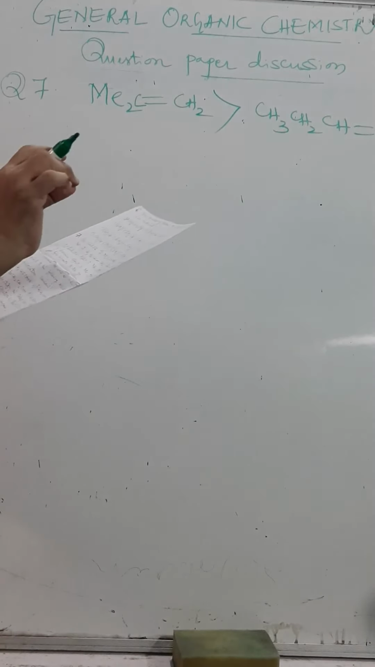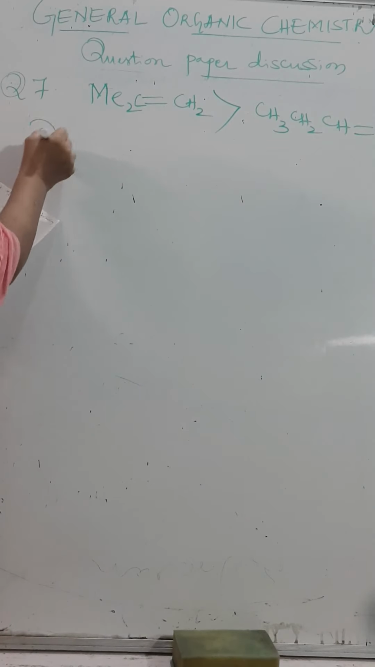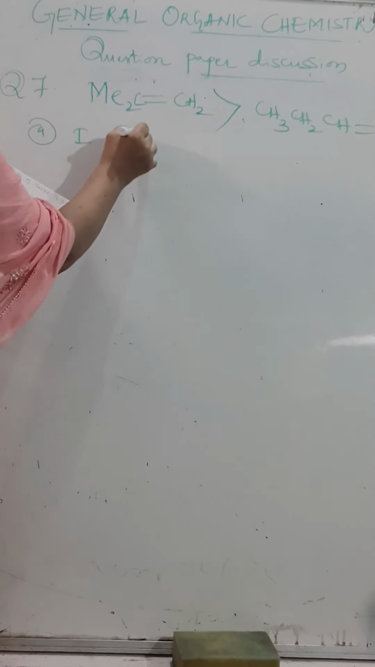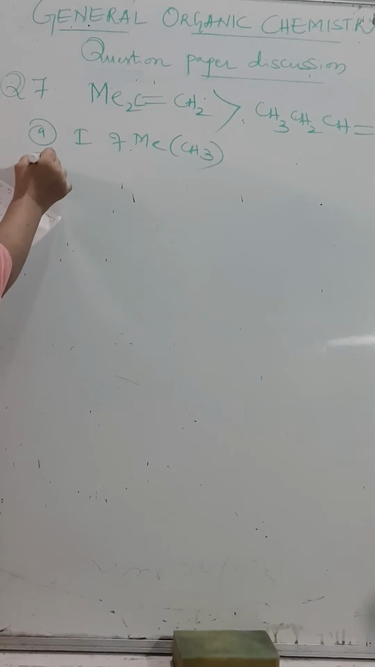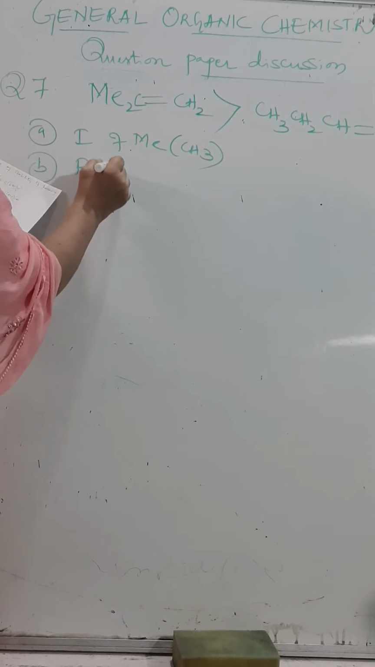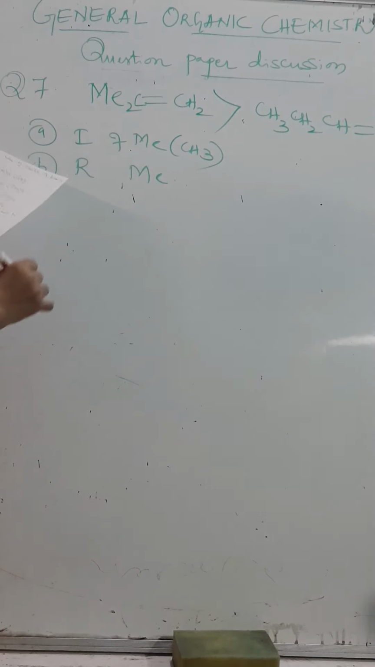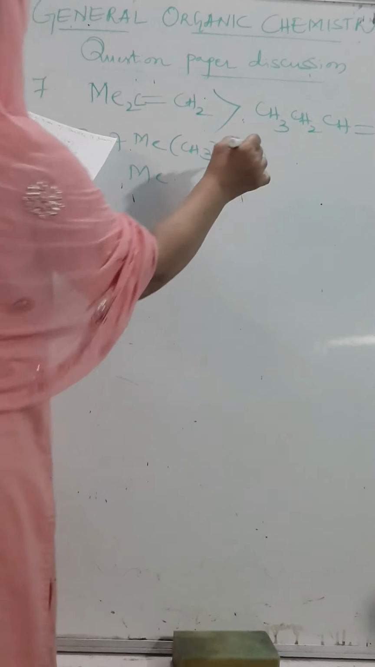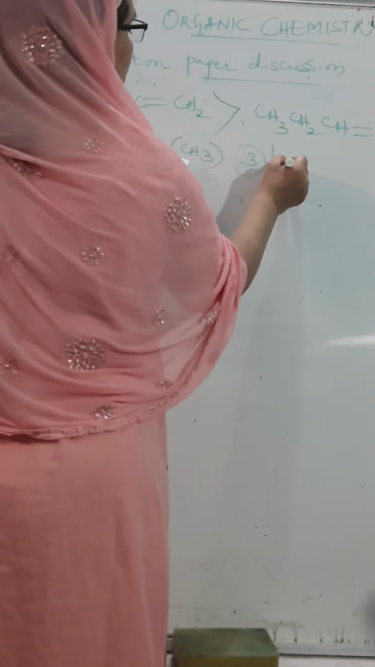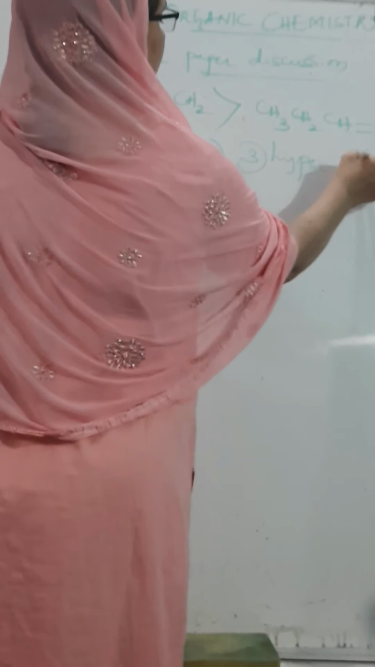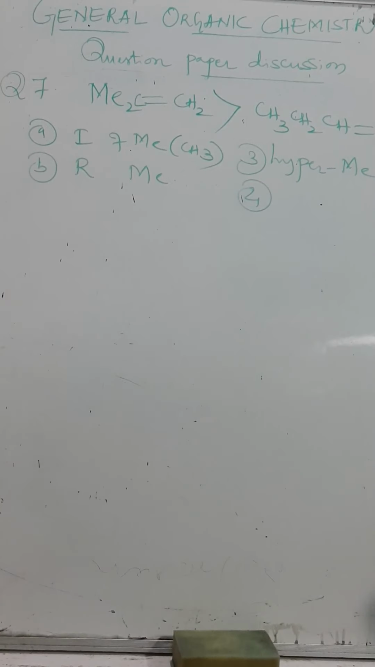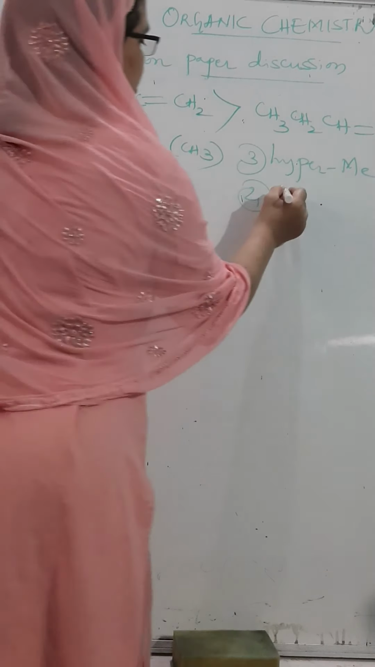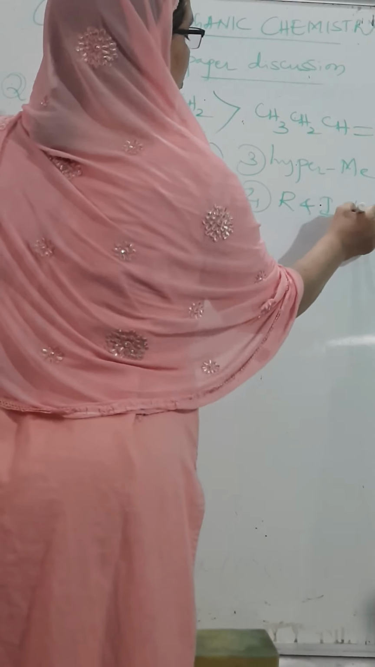First option, they said: inductive effect of Me group. Me is the methyl group. Second option: resonance effect of Me group. Third option: hyperconjugation of Me group. Fourth option: resonance as well as inductive effect, both. These are the four options.